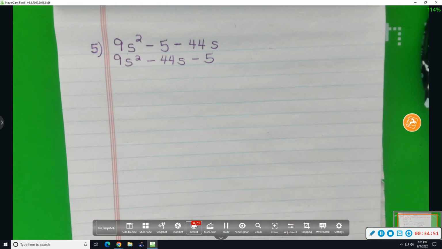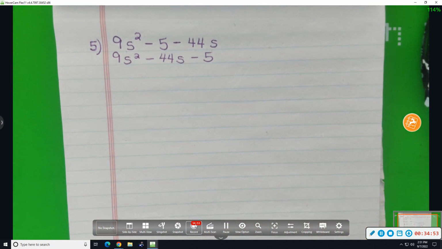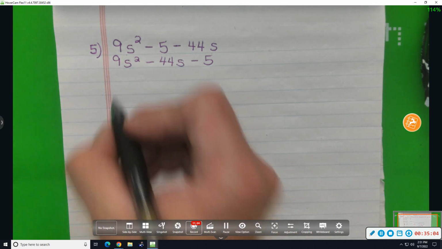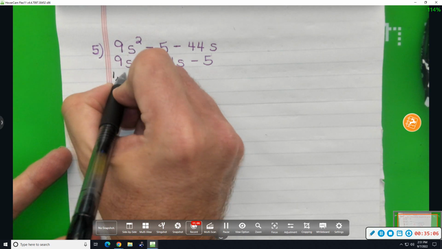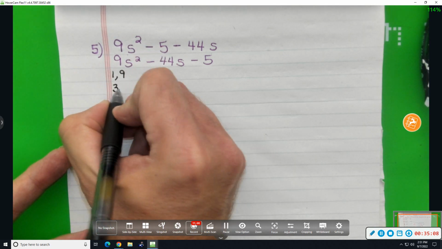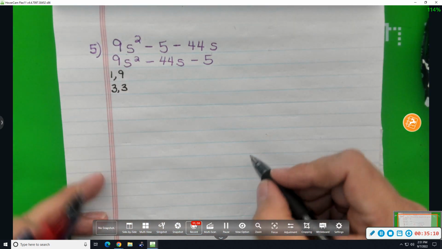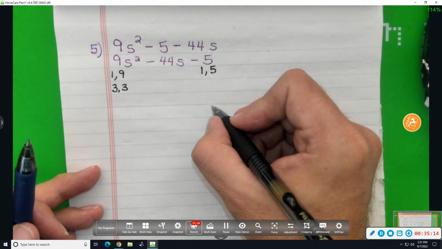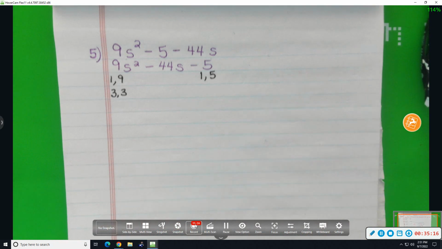Then I'll write out numbers that multiply together to give a 9, and then write out numbers that multiply together to give a 5. 1 times 9, 3 times 3, the 5, 1 times 5. Oh, that's it. 1 times 5, isn't it? Okay.